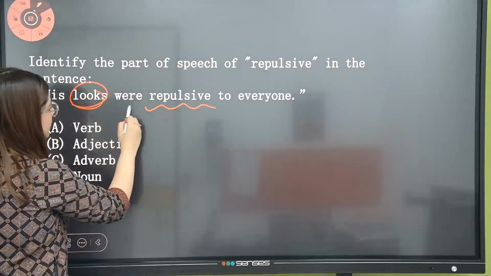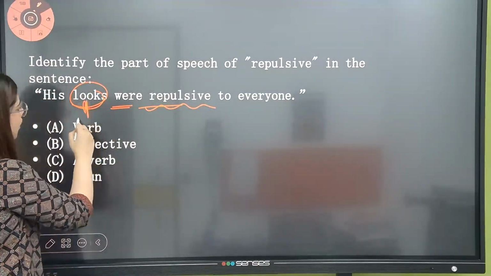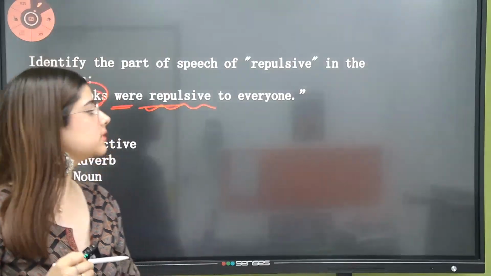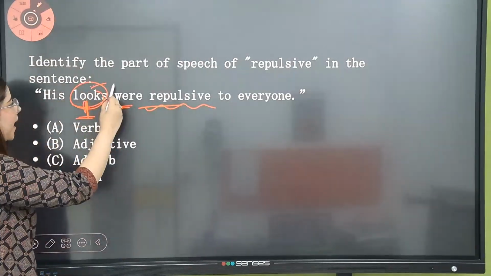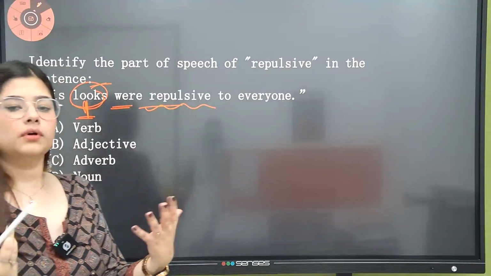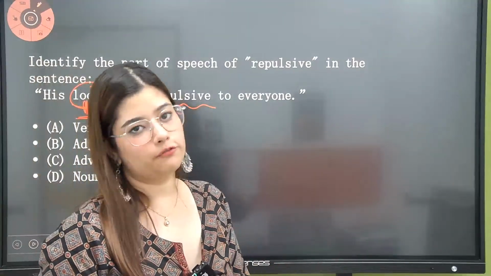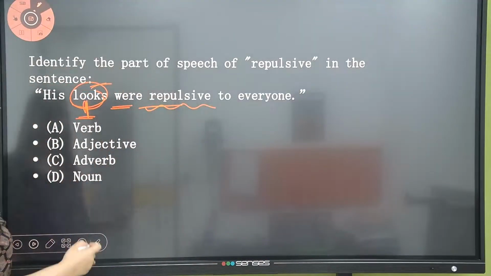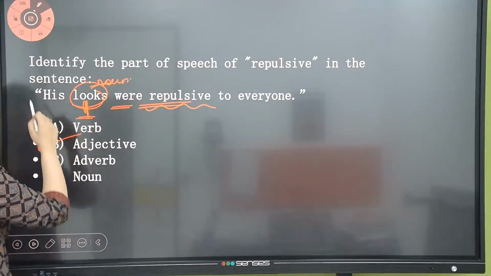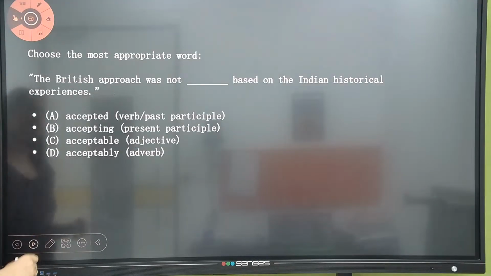Looks were repulsive. Describing looks, giving us additional information about the noun. Looks, how a person looks, state of being, quality, right? So it describes a noun. Therefore, repulsive here would be an adjective.